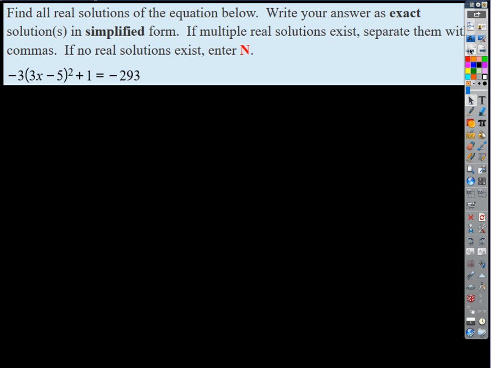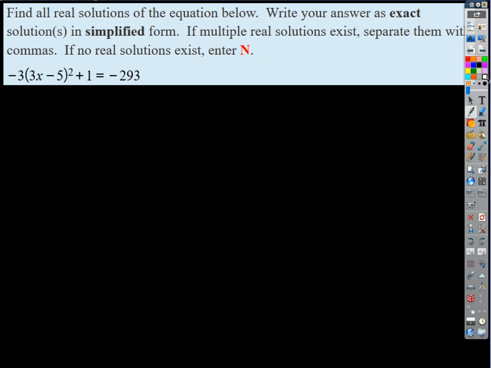If you kind of think in terms of isolating x, what's the first thing I'm going to do? Subtract 1. Then what? Divide by -3. Then what? Square root. Then what? Add 5 in front of the plus or minus, and then divide by 3. No big deal, right? Easy money. Okay, so let's go through that stuff.